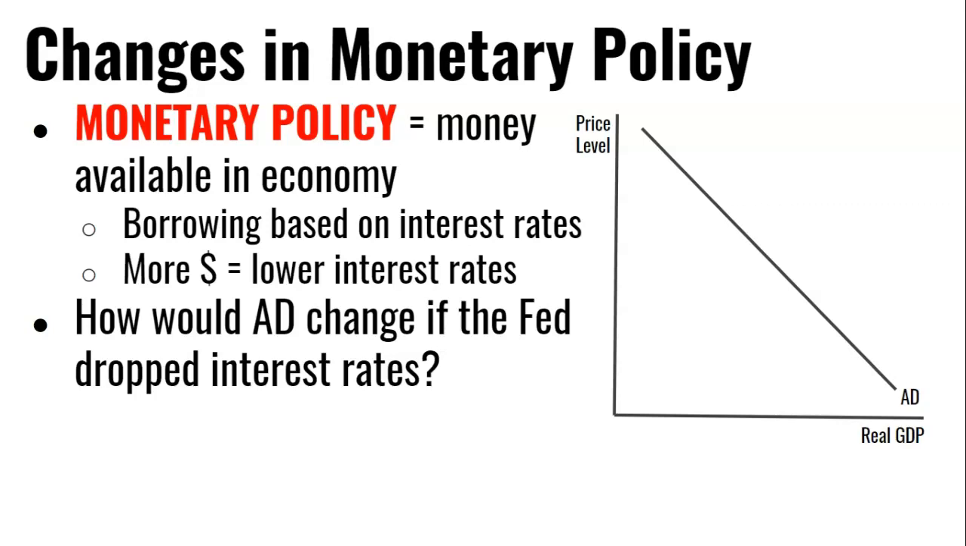So again, let's think, what would happen to aggregate demand if, for example, the Federal Reserve decided to increase the money supply, pour money into the economy, and drop interest rates? What presumably would happen? That's the question. Go ahead and pause and see if you are right.